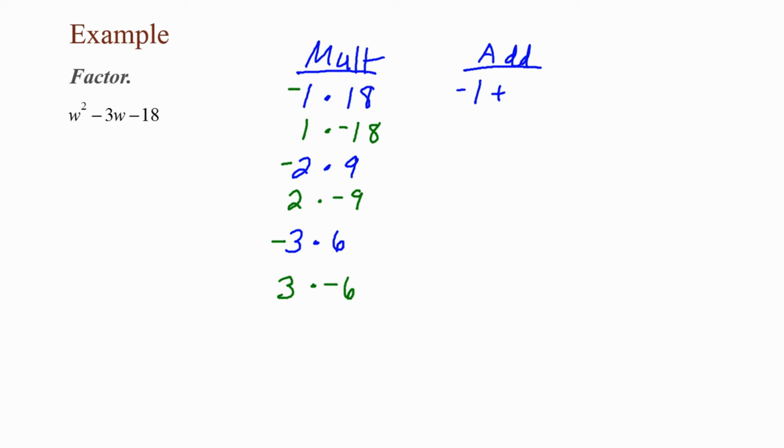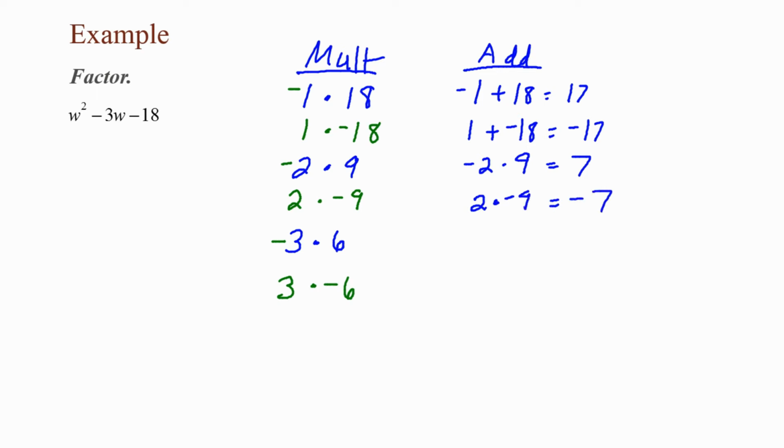negative 1 plus 18 is 17. 1 plus a negative 18 is negative 17. Negative 2 plus 9 is 7. 2 plus negative 9 is negative 7. Negative 3 plus 6 is 3. And 3 plus negative 6 is negative 3.